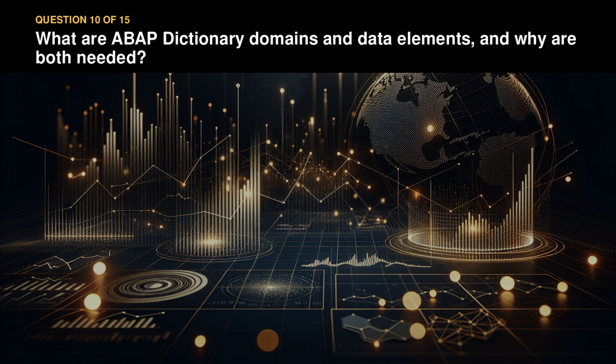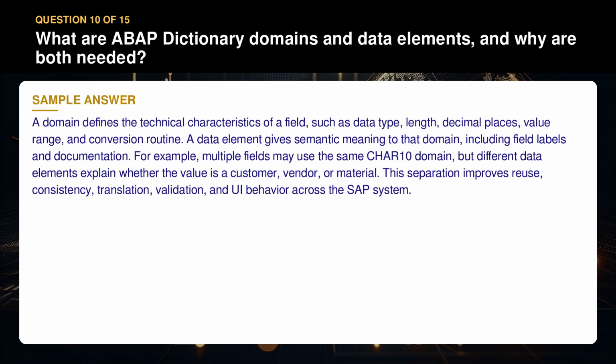Question 10. What are ABAP Dictionary domains and data elements, and why are both needed? A domain defines the technical characteristics of a field, such as data type, length, decimal places, value range, and conversion routine. A data element gives semantic meaning to that domain, including field labels and documentation. For example, multiple fields may use the same char10 domain, but different data elements explain whether the value is a customer, vendor, or material. This separation improves reuse, consistency, translation, validation, and UI behavior across the SAP system.